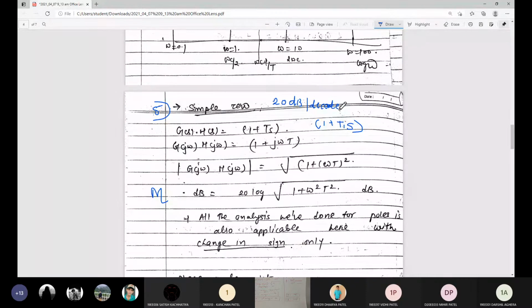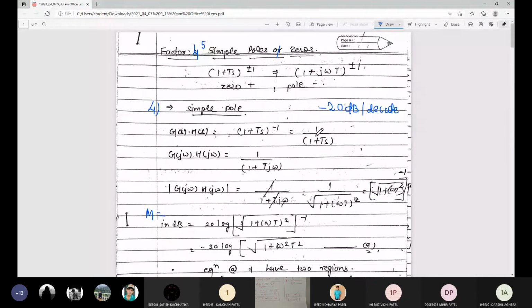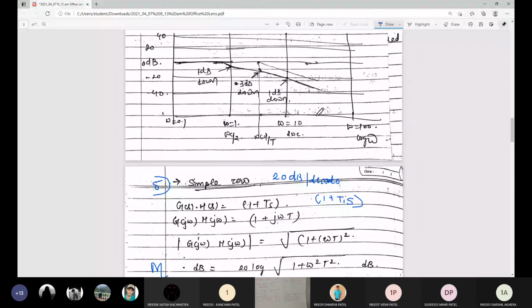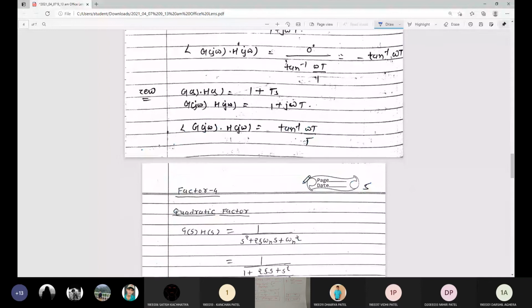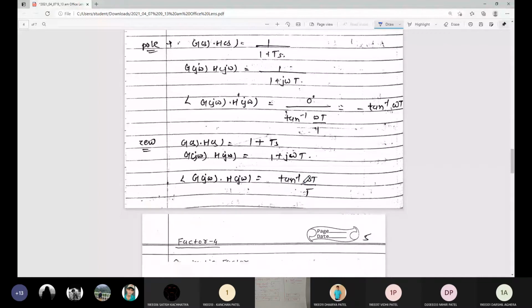For a simple pole it was minus 20 dB per decade. For a simple zero it is 20 dB per decade. Done. Next, how many factors have we completed?